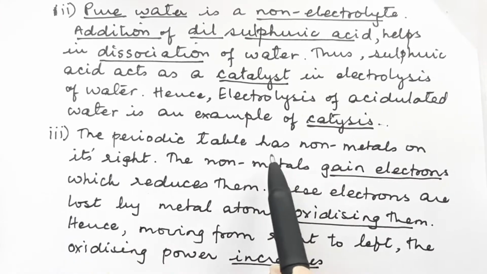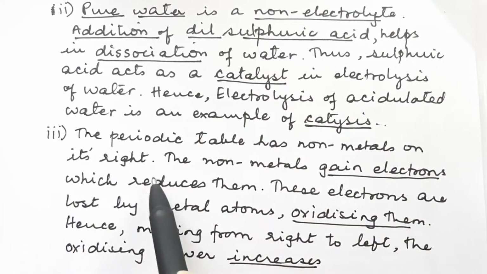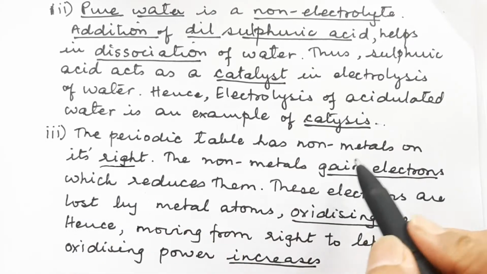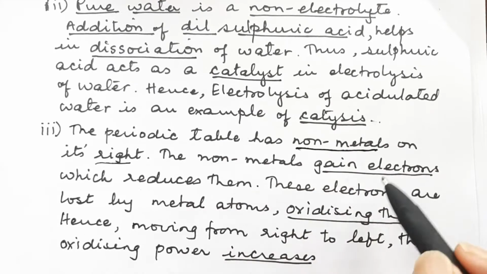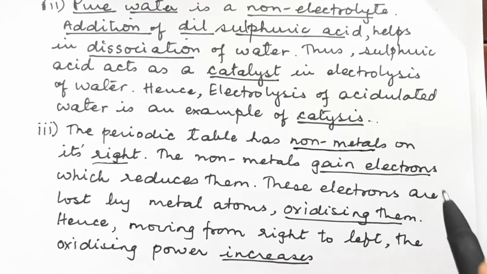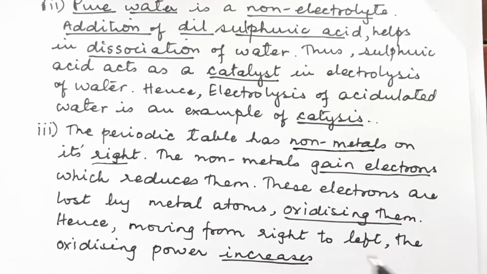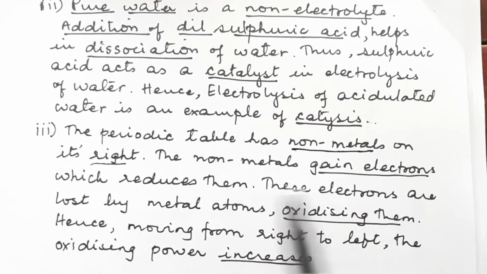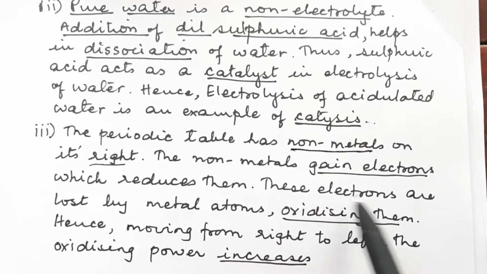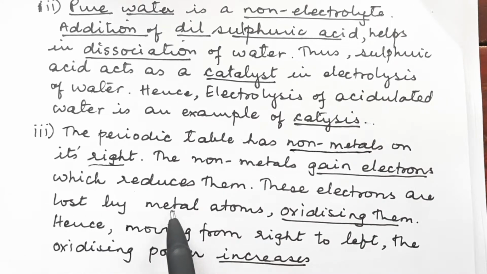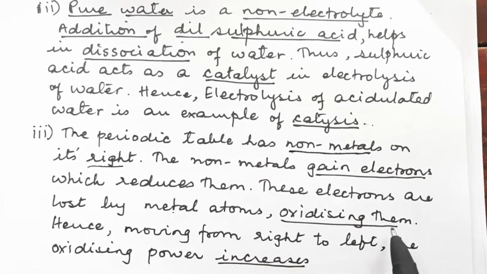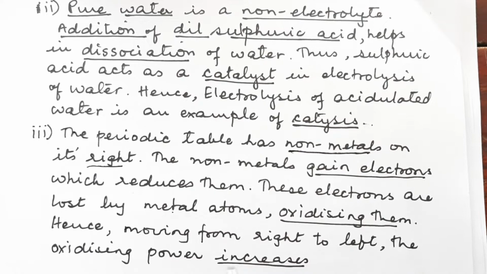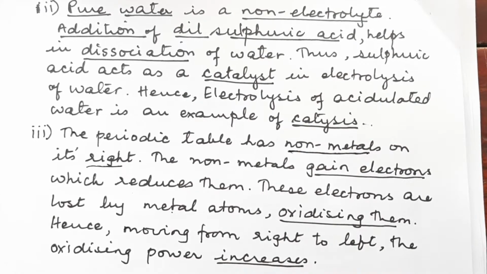So the periodic table has non-metals on its right. So on the right, what do we have? We have the non-metals. And non-metals gain electrons in order to acquire stable electronic configuration. So, gaining electrons reduces them. These electrons are lost by the metal atoms which are on the left. So, when they lose these electrons, it oxidizes them. And hence, moving from left to right, the oxidizing power increases.